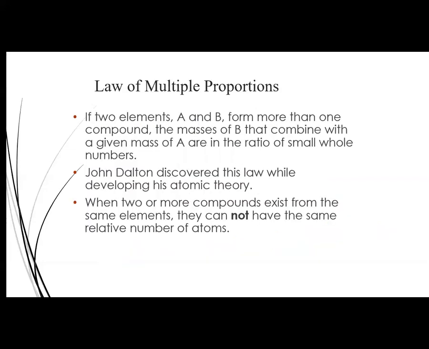The other part is the law of multiple proportions. And so if 2 elements A and B form more than 1 compound, the masses of B that combine with a given mass of A are in the ratio of small whole numbers. So it's this idea that because we're dealing with these atoms, and our atoms are going to be our smallest parts, that we should have a ratio somewhere in there of these small amount of whole numbers to compare them against. Now, while we can make more than one kind of compound using the same two elements, they can't have the same relative number.